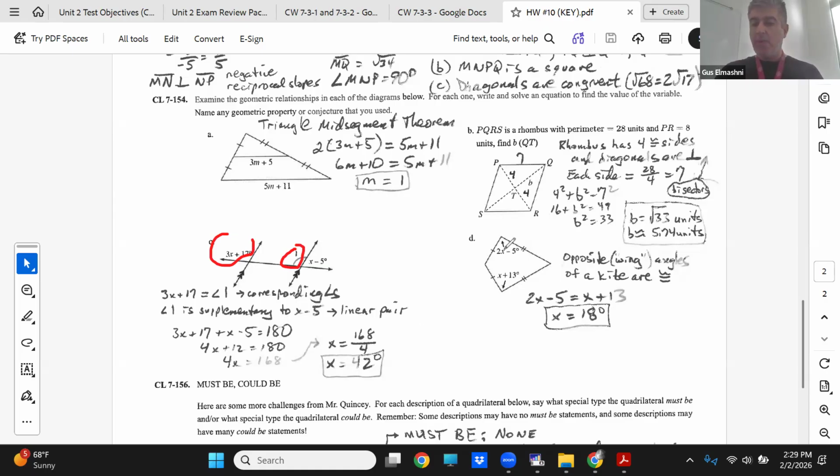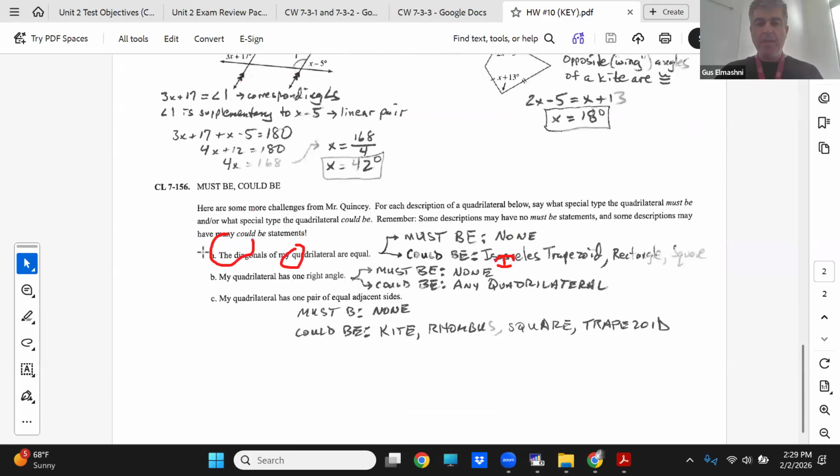If you have a kite, opposite angles are always congruent. Just got to know that. These are the same, so set them equal, solve for x. Everything's A-okay.